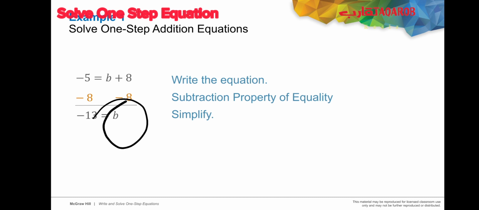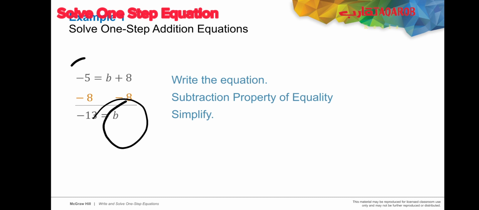But since I'm talking about an equation, I'm talking about a balance in the equation. So whatever you do to the right side, you should do to the left side. Since -5 is on the left, you have to subtract 8, since you subtracted from the right side.